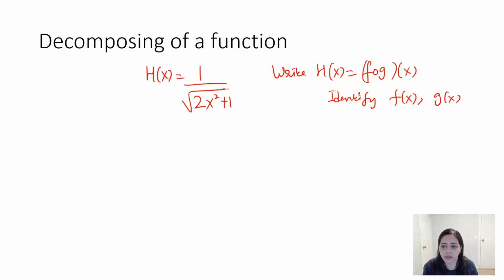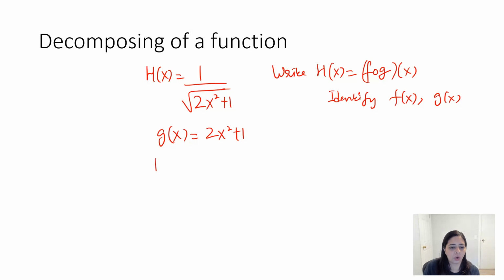So let's see how we do that. h of x is 1 over the square root of 2x squared plus 1. In the entire function expression, try to find a function which is identifiable. You can see 2x squared plus 1, this whole thing can be a function. This is a well-defined function. So take that expression and name it the inner function, because usually the notation for the inner function is g if you're writing it as F of G. So this whole thing is g of x.